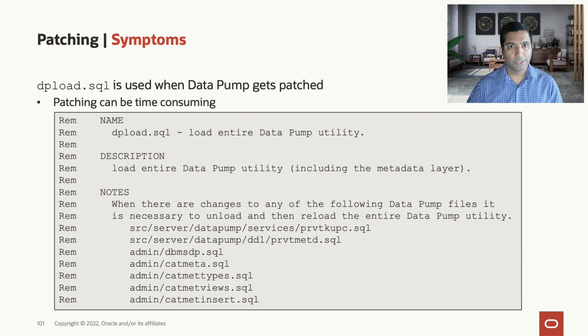Hello, my name is Venkatesh Sangam. I'm the Software Development Senior Director for the Database Utilities team. In this session, we're going to cover faster Data Pump patching using dpload, as well as the Data Pump bundle patch. dpload is what gets used to patch Data Pump. Traditionally, this has been slower because it's rebuilding all of Data Pump as well as metadata API changes, along with ensuring that all the dependencies are handled correctly.